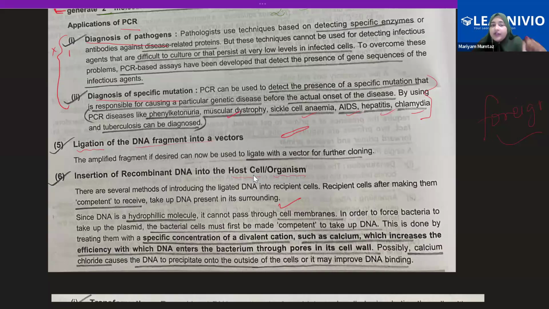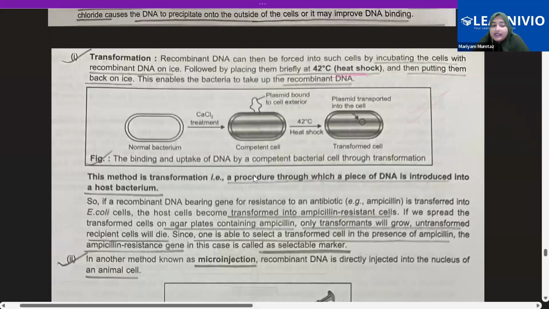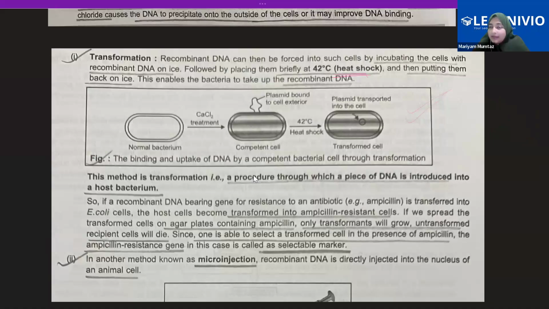What are they? First is the heat shock. In that, basically, we use calcium chloride. Calcium chloride creates pores in the cell membrane, thus allowing the host cell to take up that recombinant DNA. And then it is placed on a cool ice bath. So it's heat shock and then reducing the temperature. That is what we mean by transformation.